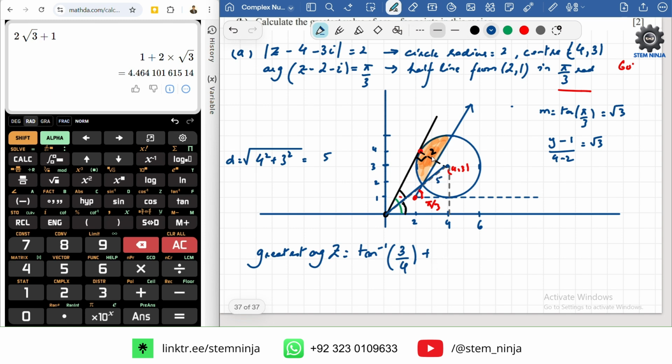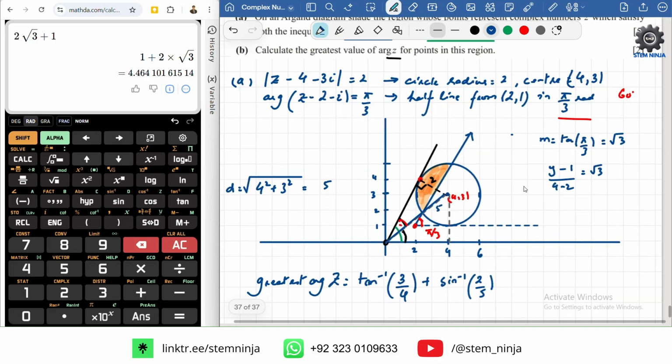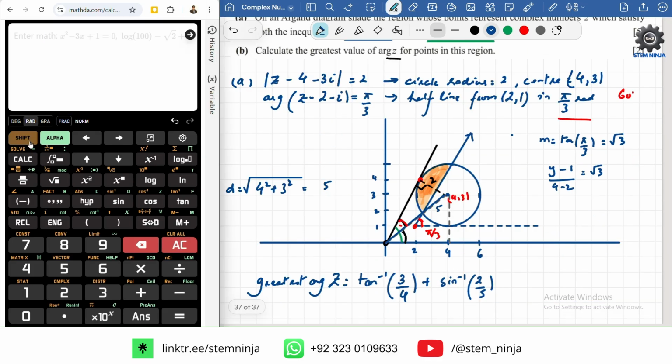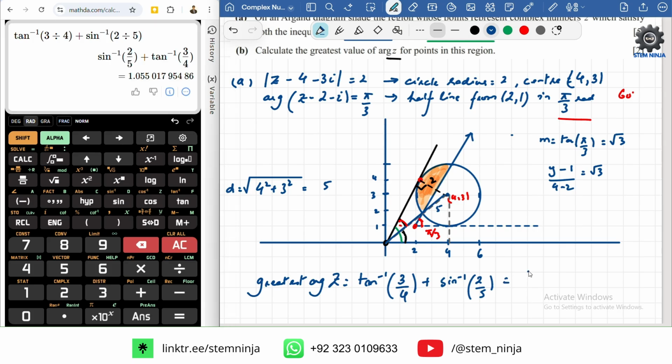So if we need to find out this particular angle, we will do sine inverse of 2/5. Okay. So tan inverse of 3/4 plus sine inverse of 2/5, you get 1.06 radians.